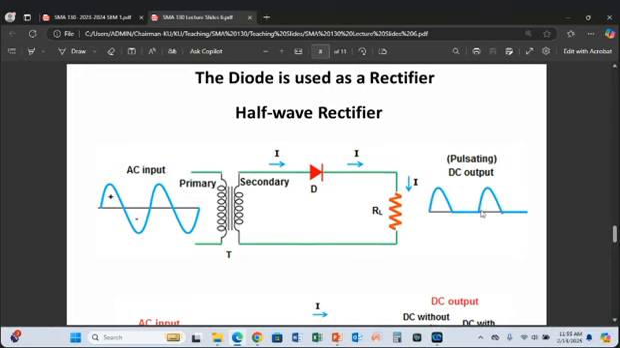So when this is positive, the diode will be forward biased, so it allows current to pass through. When it is connected to negative, no current flows. You can see here, no current will flow. Then the next one is positive, current flows.